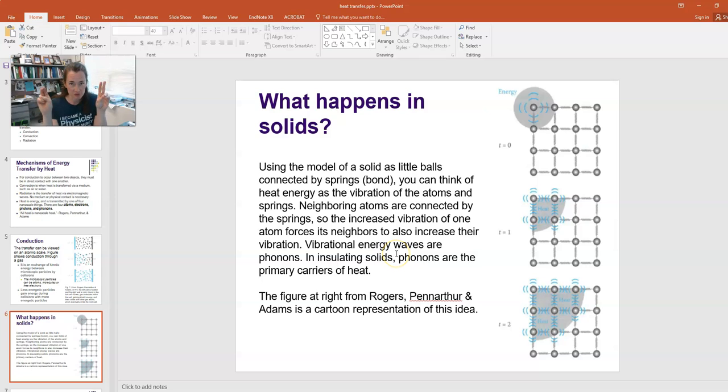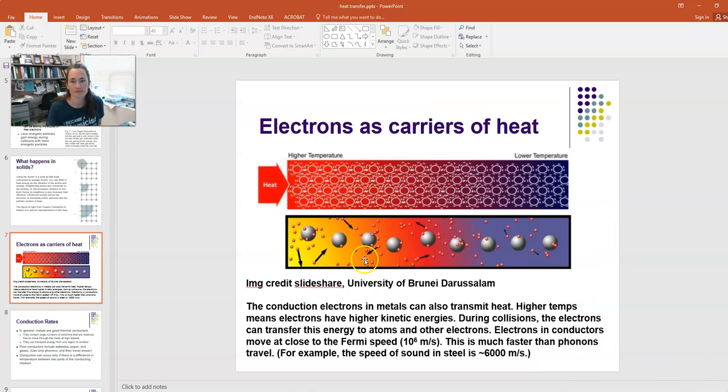Now, these vibrational energy waves are called phonons. A single vibrational energy wave is a phonon. In an insulating solid, phonons are the primary carriers of heat. In a conductor, you have those free electrons, and they can zip around and collide with things, as we talked about on the previous slide. So electrons are the carrier of heat if you envision this as a metal.